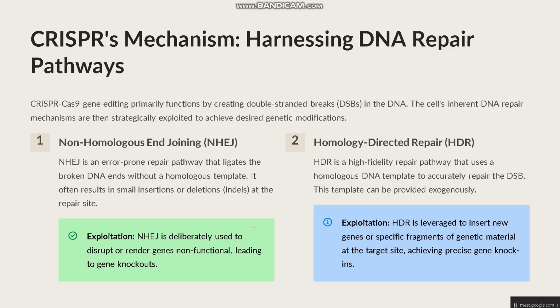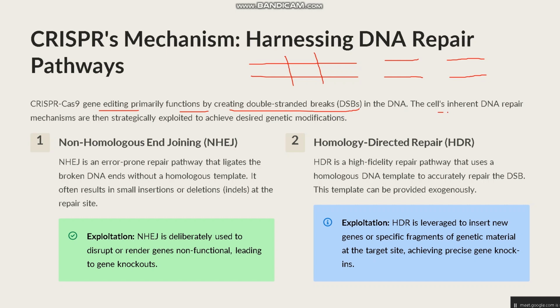So, we now talk about gene knockout and gene knock-in, and there are two techniques. One is non-homologous end joining, and the other is homology-directed repair. CRISPR-Cas9 gene editing primarily functions by creating double-stranded breaks. Here is the viral DNA, and it is cut by a double-stranded break. Both strands of the DNA are broken.